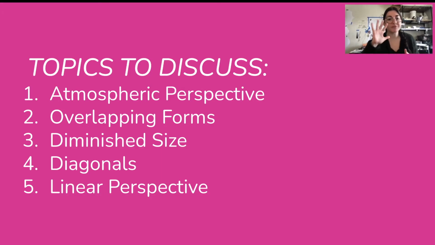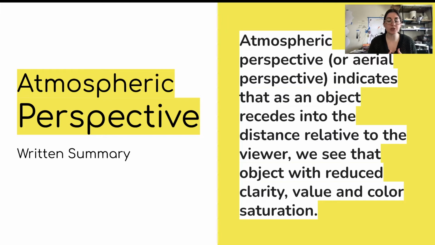Primarily, we're going to be talking about five main types of perspective or space topics. The first is atmospheric perspective. Second, we're going to overview overlapping forms. Third, diminishing size. Fourth, diagonal lines or planes. And fifth, linear perspective. These five categories create an ample amount of opportunity to create really dynamic and functional spaces and give the illusion of a three-dimensional space on a two-dimensional flat plane.